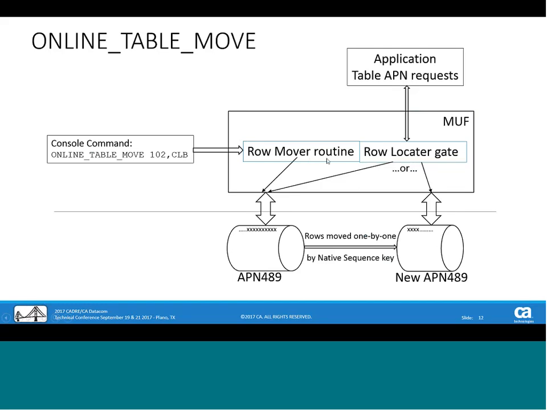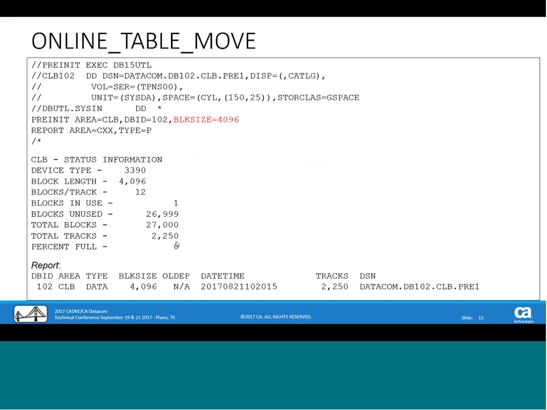Same technologies as we used in the other ones, the technology and the row locator gate, and you're moving rows one by one by native sequence key into that new location. Very similar to the other one. The PreInit function is going to be the same. This time the block size must by definition be the same as the block size for the current table, because you're not allowed to change it with this function. Same output report and the same PreInit report from the report function type equals P.